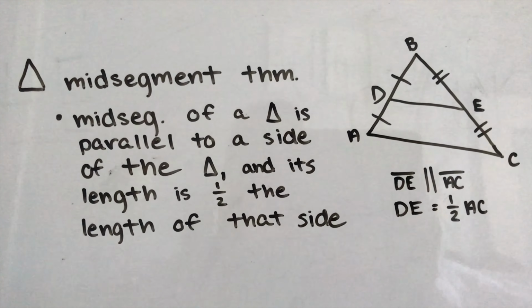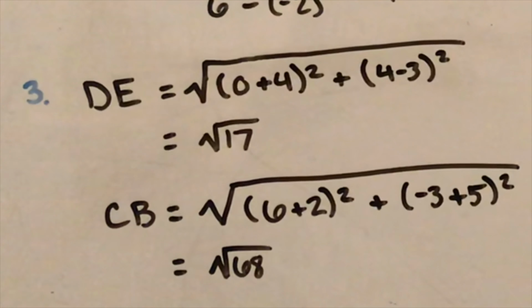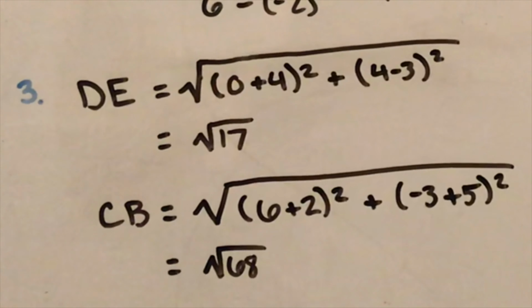Lastly, we will be comparing the lengths of DE and CB using the distance formula. DE comes out to radical 17, and CB comes out to radical 68. And since radical 17 is equal to radical 68 over 2, DE is therefore half of CB. And that radical 116 is supposed to be a radical 68. I'm sorry, I wrote the wrong number.